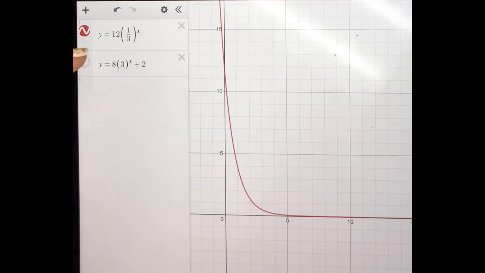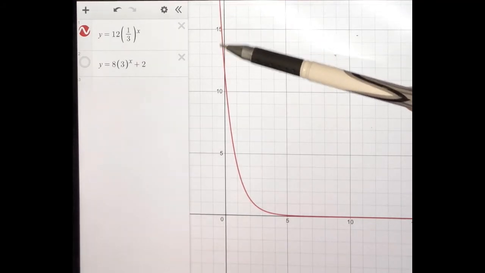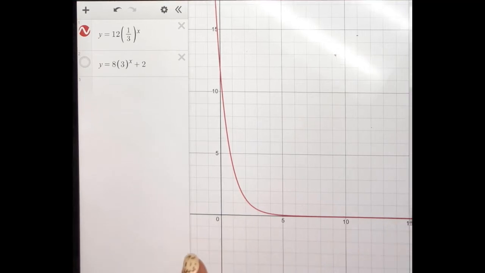We know it's decreasing from the equation because our b value is less than 1. We know it from the graph because it's starting up here on the left side and it goes down on the right side. It would have an asymptote at y equals 0, okay, because it's that horizontal line, right?